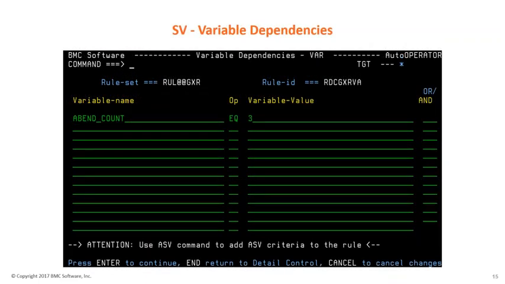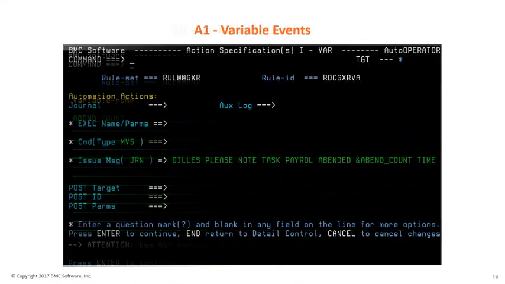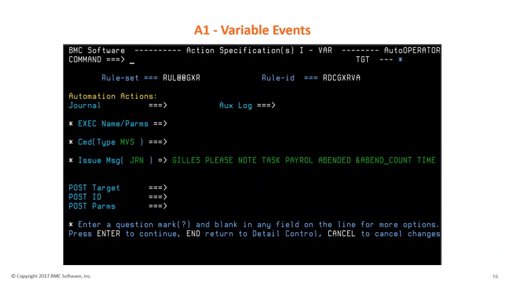On the variable dependency screen, we're going to specify abend_count, and then we're going to say if it's equal to 3, so that's setting whether this rule should fire if it's equal to 3. And if it does fire, we want to write a message to the journal as indicated under the issue message JRN field.